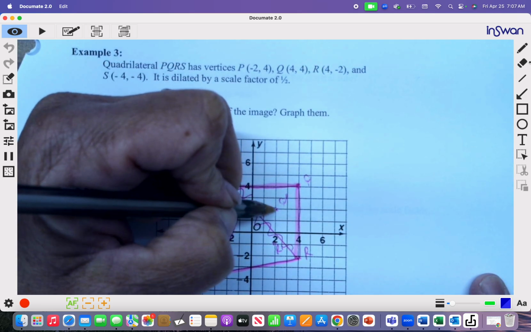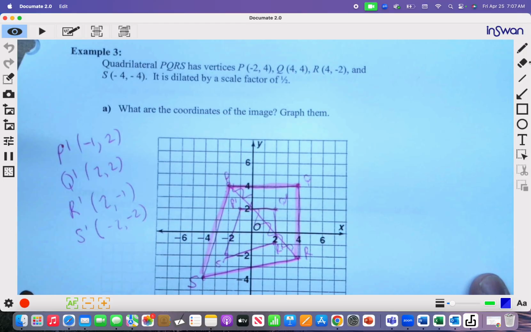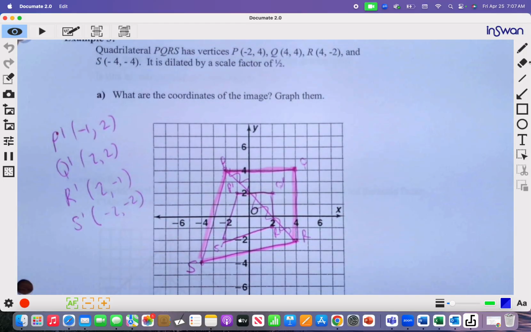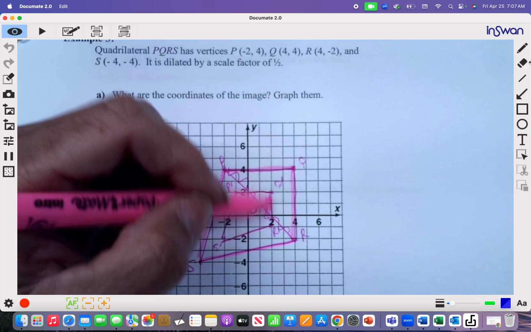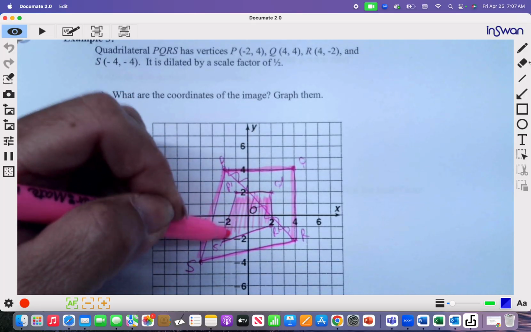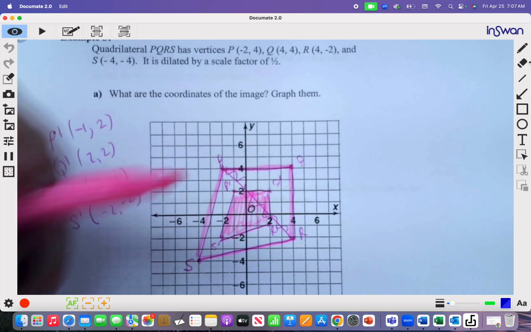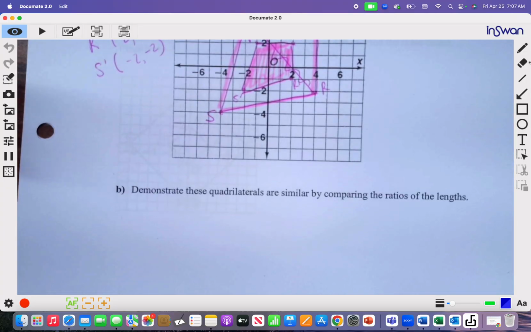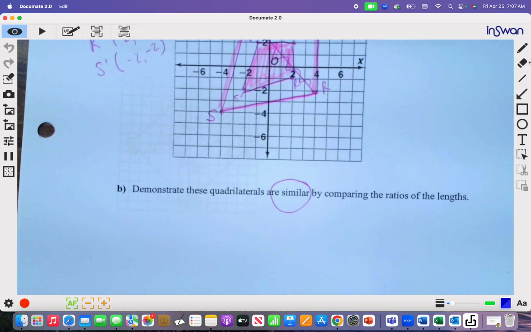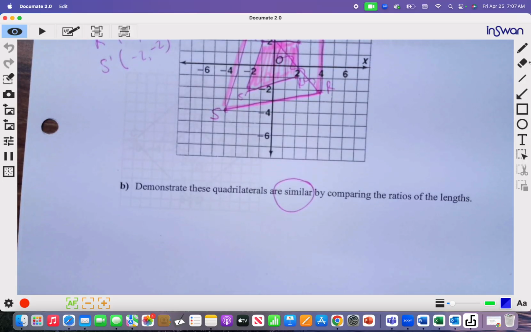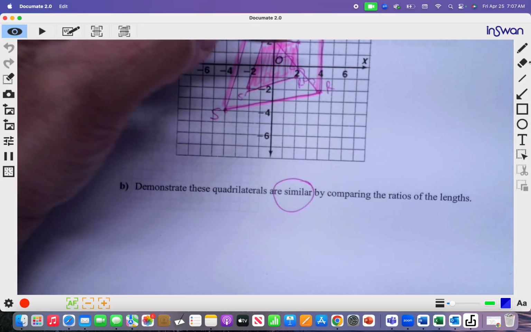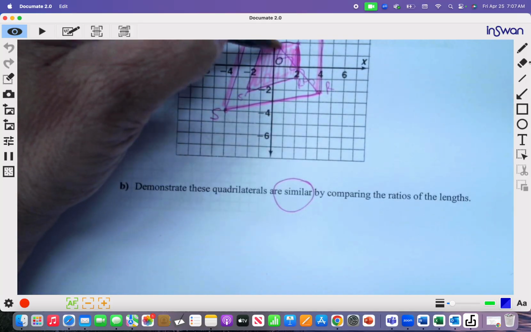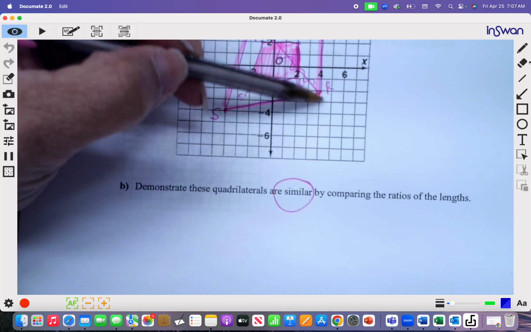When we connect the dots, we will see that the new shape, the image, is half the size of the pre-image because we multiplied by 1/2. Now, we know it's similar. It's always similar. But it says to compare the ratio of the lengths. The easiest length to pick would be this one or this one because we can count these up.